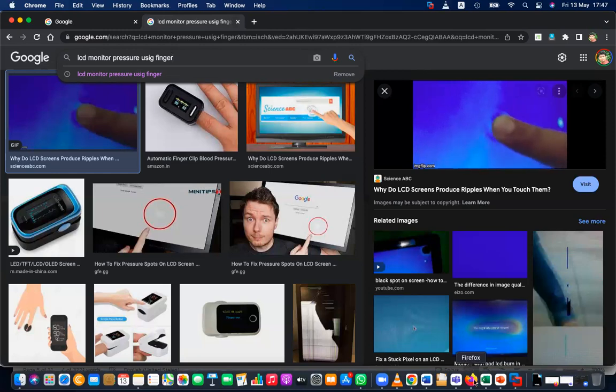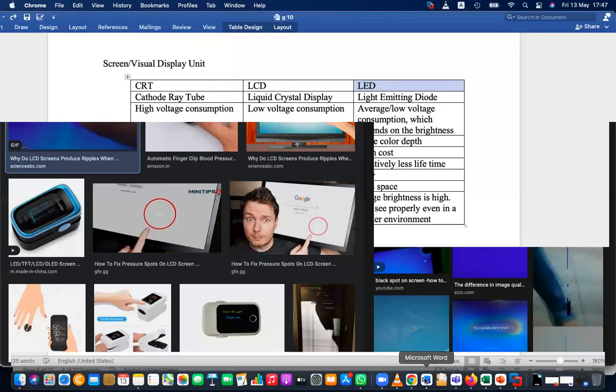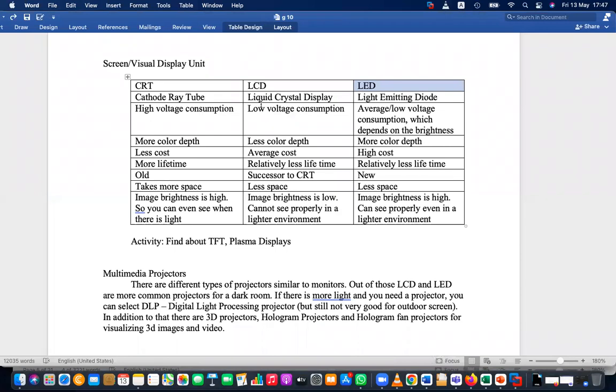Brightness is low in LCD. That is the problem. But LED is better than LCD. I cannot say it's better than CRT in some terms. But LED is lightweight, whereas CRT weight is really, it is like 10 kg, 15 kg weight displays. But here in LED, it will be only 1 kg, maybe even less than that.